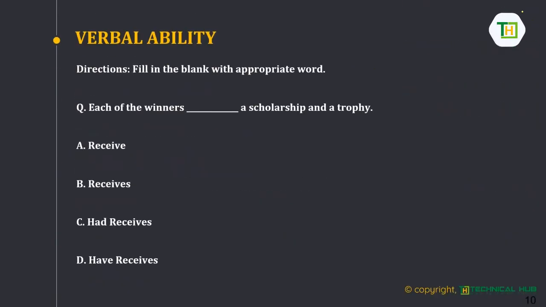So the next question comes here. Directions: fill in the blanks with the appropriate word. Each of the winners dash a scholarship and a trophy. So each of the winners. That means everyone. So most of the people get confused whenever we see a singular verb. Look here, singular subject, singular verb.